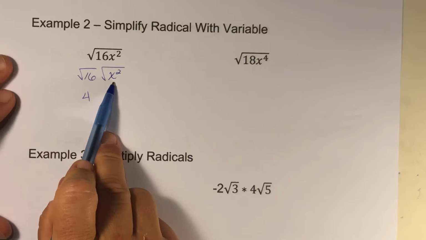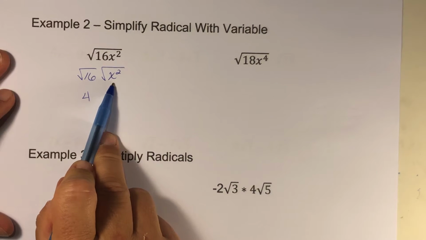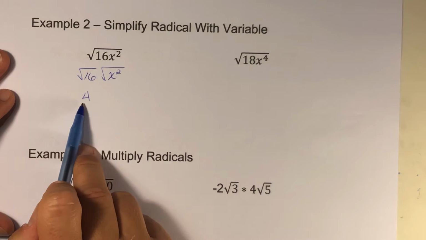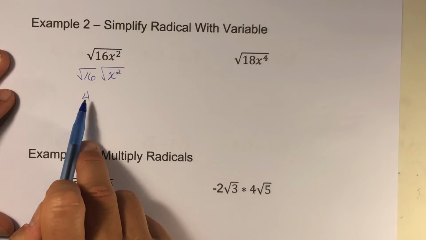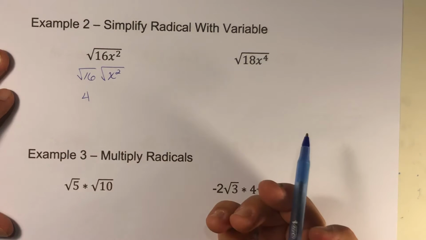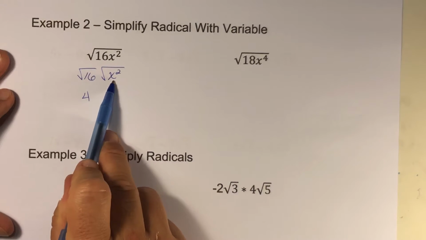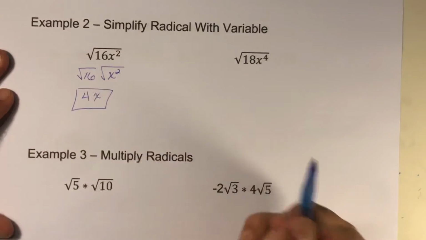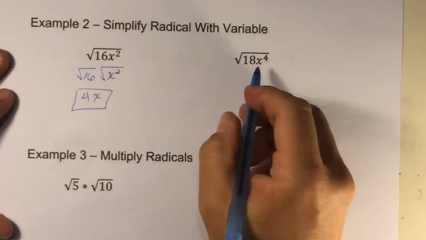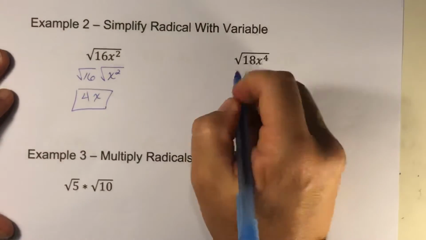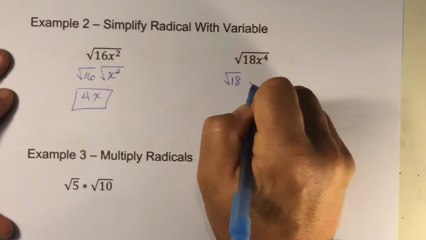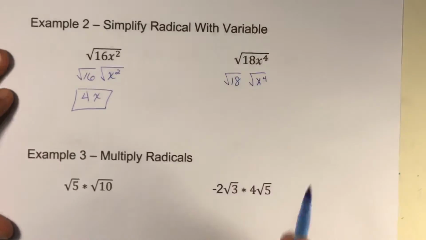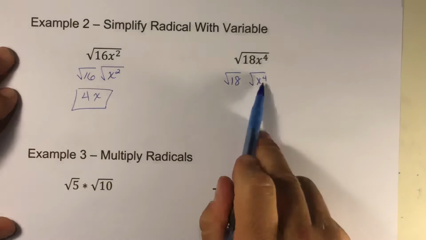Now, ladies and gentlemen, what is the square root of x squared? Well, think to yourself, why is the square root of 16 4? Because 4 times itself gives you 16. So what times itself gives you x squared? And that's just going to be x. All right, very good. Now, when we have a non-perfect square, I'm still going to take the same approach. I'm going to divide these up, or split them up into factors, right? 18 times x to the 4th.